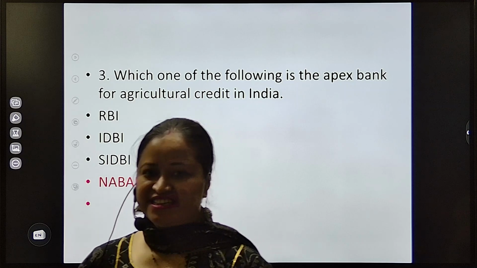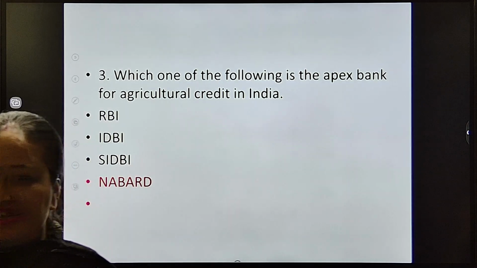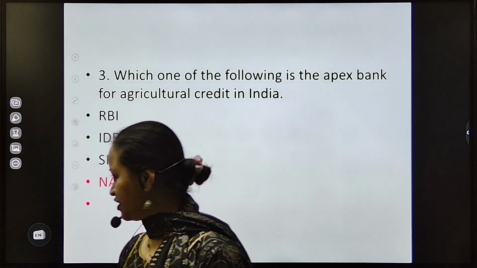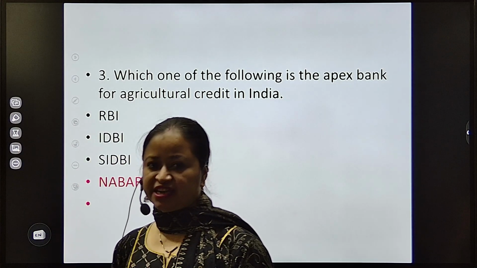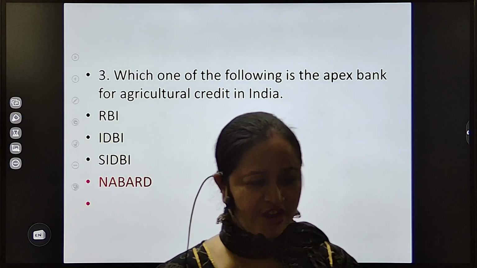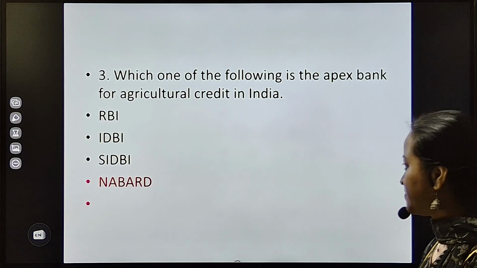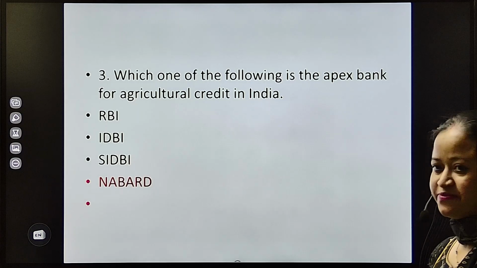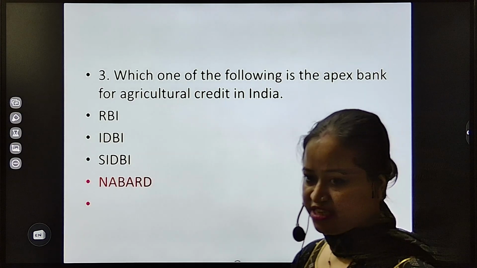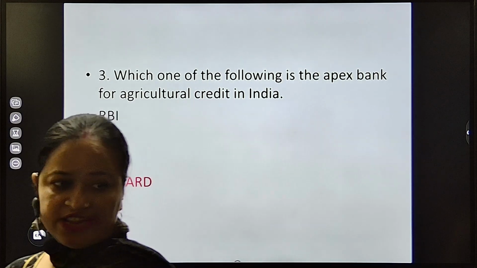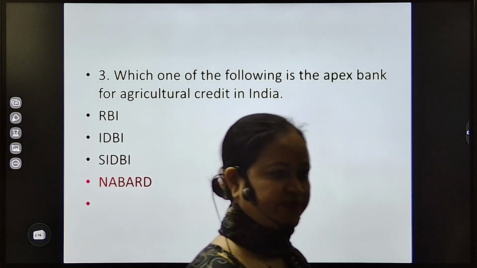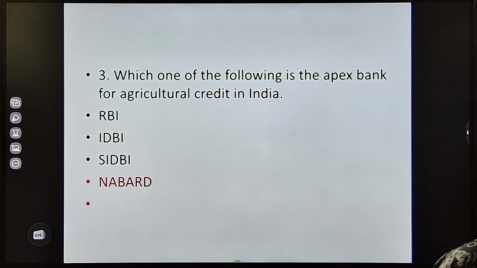So you also write down the full form. He has replied. What is the full form? National Bank for Agricultural and Rural Development. So this is the apex level bank, or we can say the Apex Bank for Agricultural Credit. Fine?